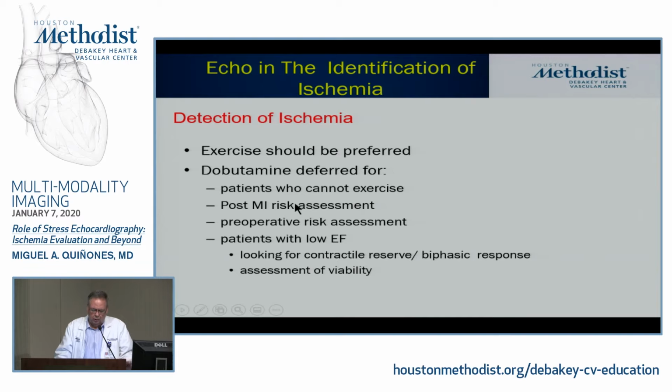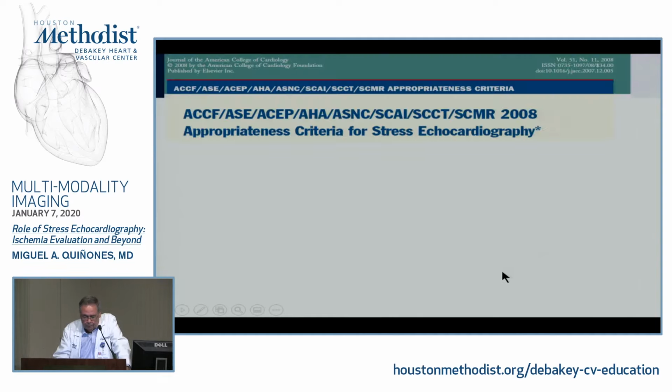Post-MI, just because there's more data in the literature with that. Preoperative risk assessment, also because there's more literature on that. I have not ordered this in years. If I'm going to be concerned about somebody for pre-op, I'll do a nuclear if they cannot exercise. If they can exercise, I'll do a stress echo. And of course, low EF.